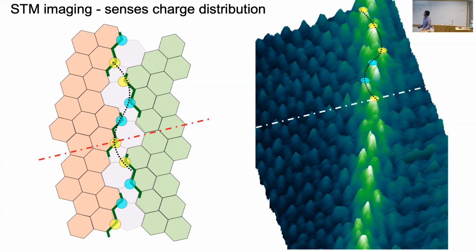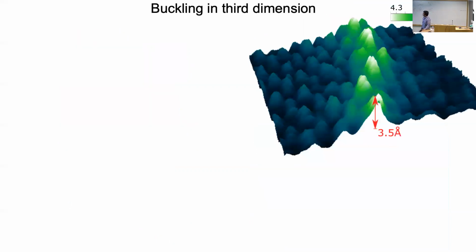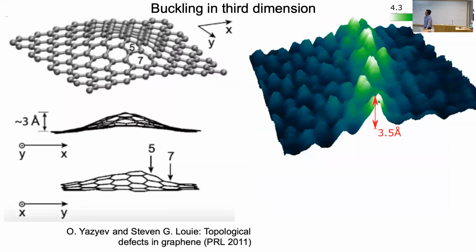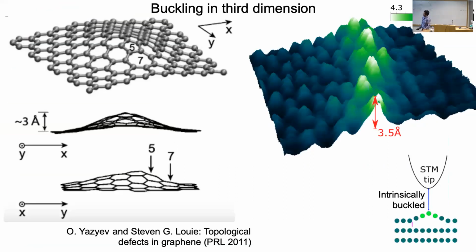So I'm going to draw a cross section along this line. And when I draw a cross section, I can measure the height is around 3.5 angstroms. And where is this 3.5 angstroms coming from? It seems like it was theoretically calculated by Oleg Yazyev and Steven Louie in the same paper, that whenever you take a sheet of graphene that has a pair of point defects, like a pentagon and heptagon, it builds up a strain energy in the sheet of graphene. And this strain energy is released in the third dimension in the form of deformation. And that deformation was calculated by DFT calculations to be around 3 angstroms. And I measured it to be 3.5 angstroms.